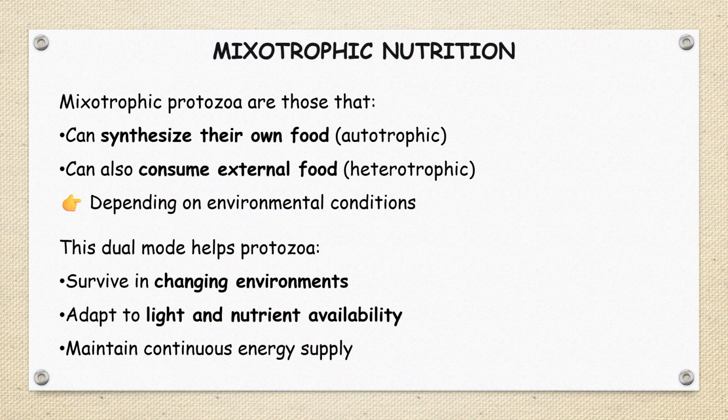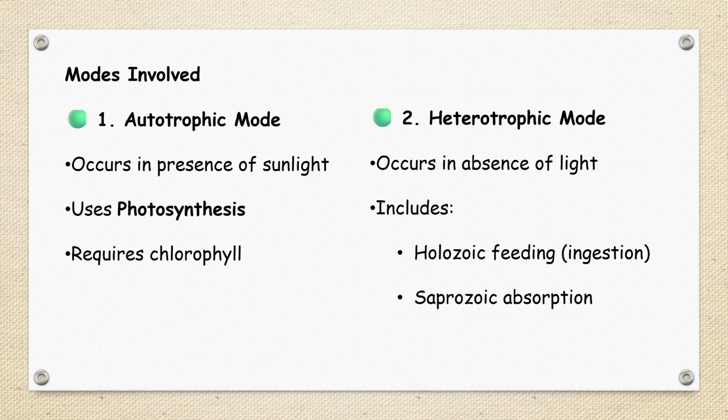Coming to the last type of nutrition mode, that is mixotrophic type of nutrition, where the word mixo indicates mixing of two different types of modes. Mixing of what type of modes? Autotrophic plus heterotrophic. Depending upon the conditions, the protozoan for some time might be autotrophic, and after some time it might convert itself into heterotrophic. That means maintaining both types of nutrition. So that is what we are calling mixotrophic type of nutrition.